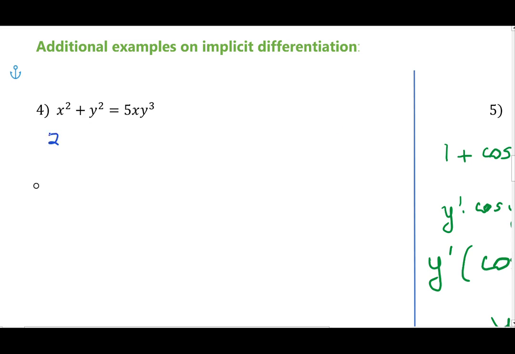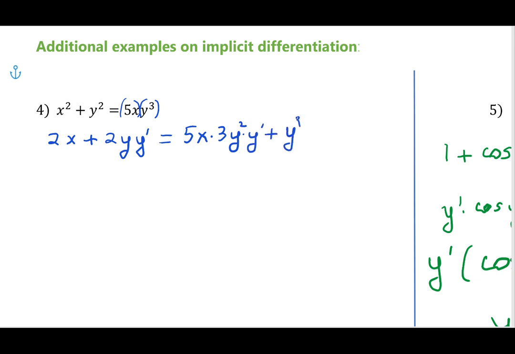Here we have 2x plus the derivative of y squared with respect to x, which will be 2y y prime, where y prime is dy/dx. On the right side, we have 5x times y cubed. I'm going to write it like the product of 5x times y cubed. Using the product rule, you write the first one as it is, times the derivative of the second, which is 3y squared times the derivative inside, which is y prime, plus write the second one as it is, y cubed, times the derivative of 5x with respect to x, that's 5.